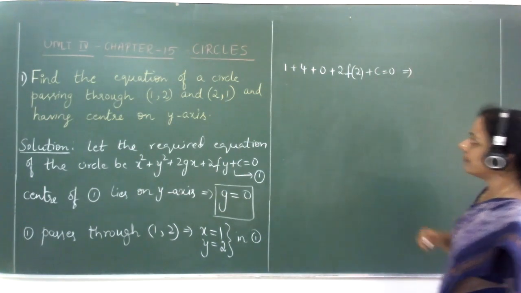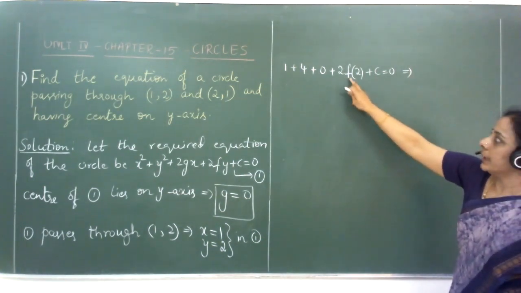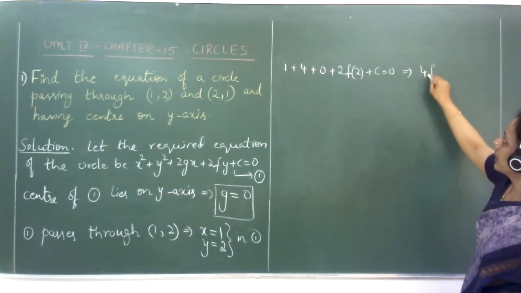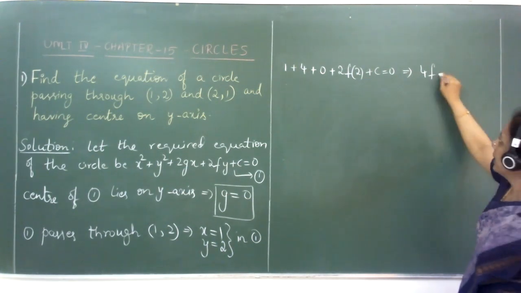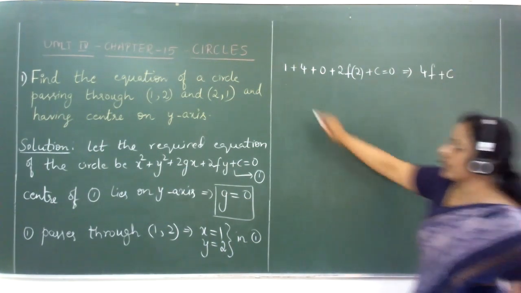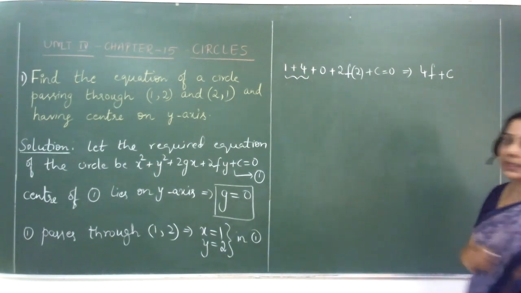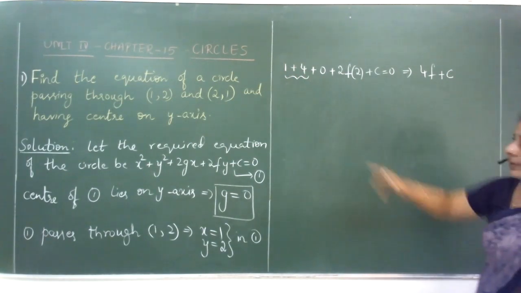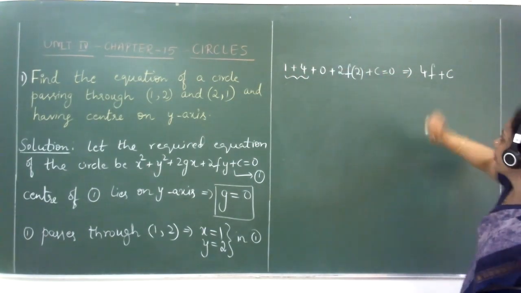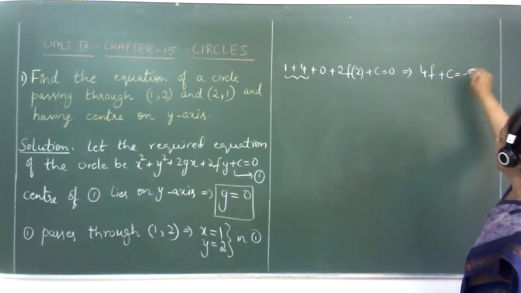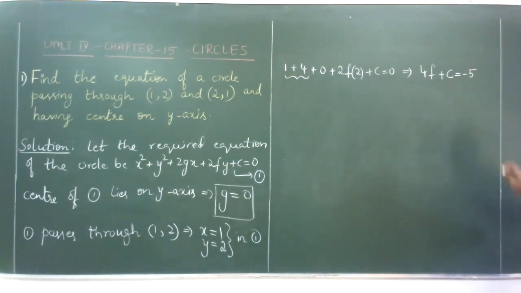Now what does this imply to me? 2 into f into 2 becomes 4f plus c, retain it as it is. 1 plus 4 here in the LHS is 5. You can transpose this 5 to the RHS so that you have minus 5 as the constant in the RHS. Now you can name this as equation number 2.